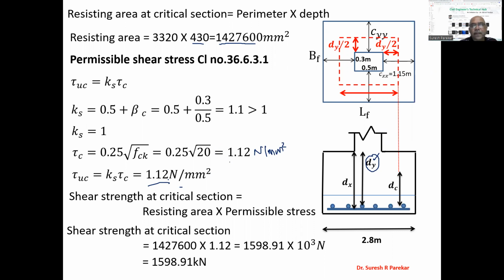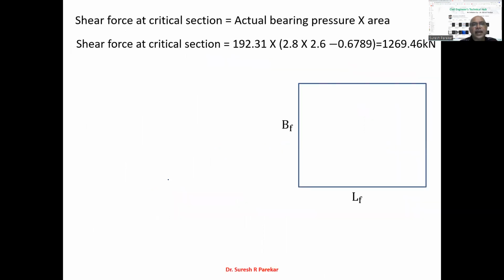which will give us the shear strength, which will be 1598.91 kilonewton. Now we will find the shear force, and we have the shear force that is actual bearing pressure into area, and then we have this value 192.31 into 2.8 into 2.6.